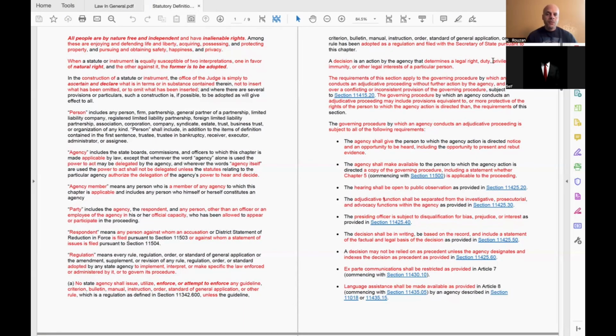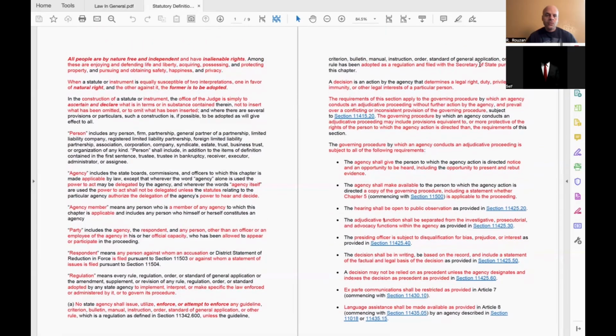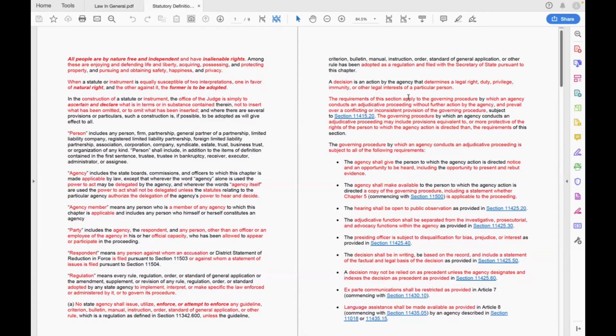But again, reducing everything to its fundamental components, ultimately, what happens? They make a decision. A decision is an action by the agency that determines a legal right, duty, privilege, immunity, or other legal interests of a particular person. So when you hear in the news, you read and say, "Oh, so and so made a decision." Like the DOJ has made a decision, or the SEC has made a decision. That's what it's saying. They decided a legal right, duty, privilege, or immunity, or other legal interests.